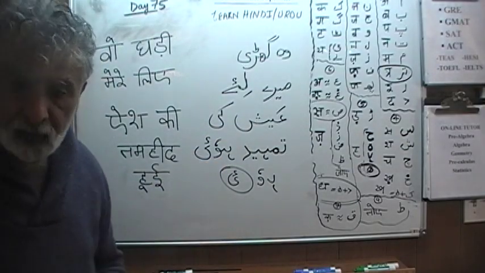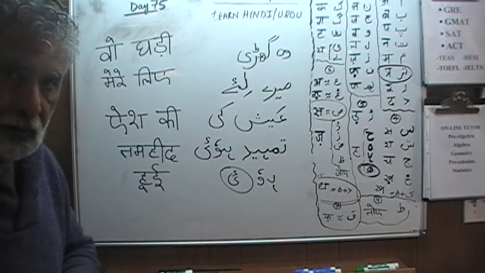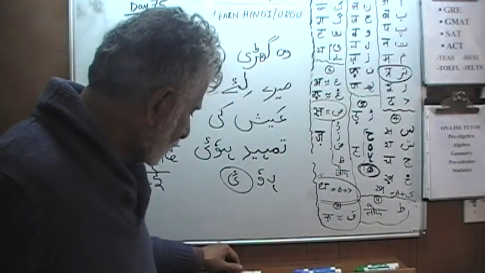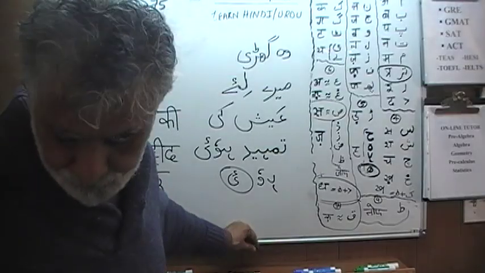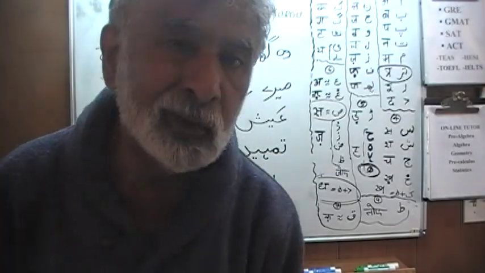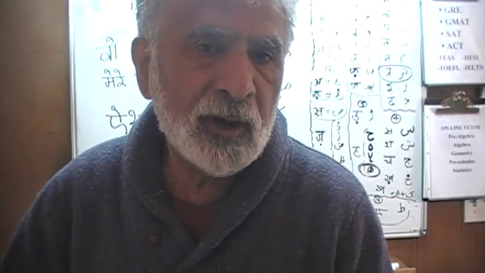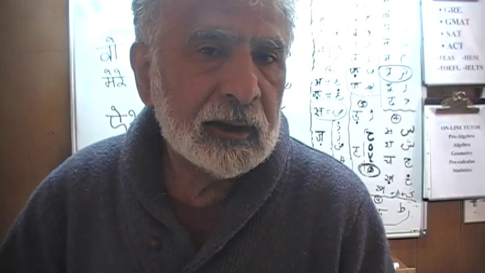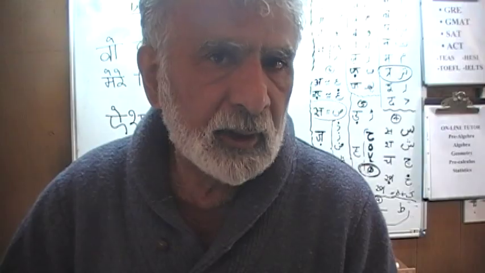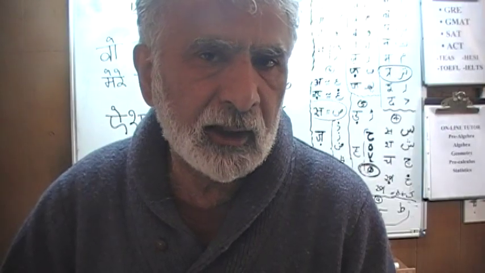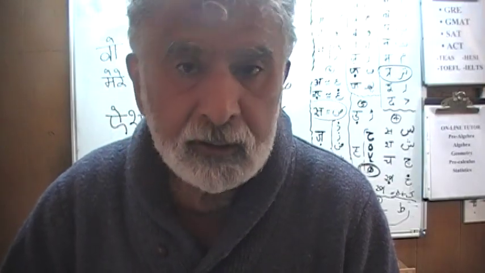Let's read the first line again so the whole thing makes sense to us. जिस घड़ी मेरी निगाहों को दीद हुई. The moment my eyes saw him, दीद हुई. The moment he appears before my eyes, जिस घड़ी मेरी निगाहों को दीद हुई, वो घड़ी मेरे लिए ऐश की तमहीद हुई.